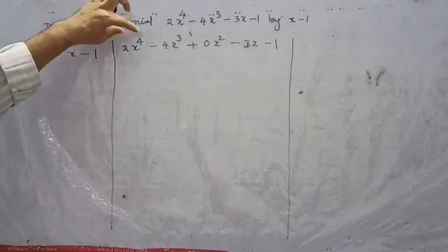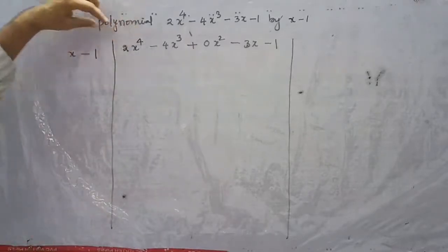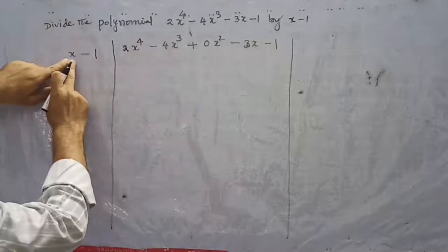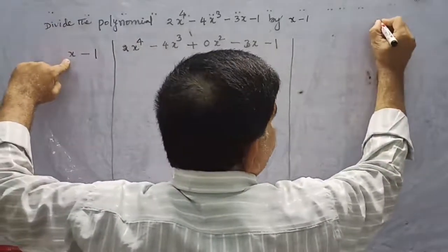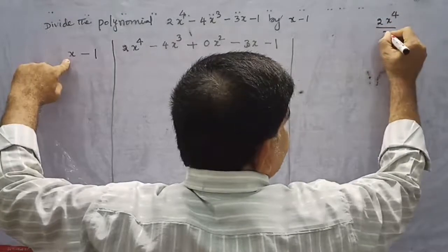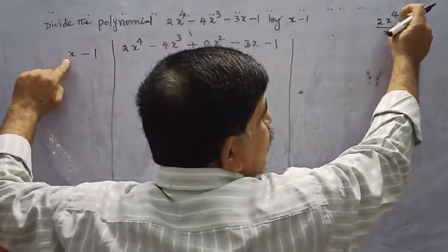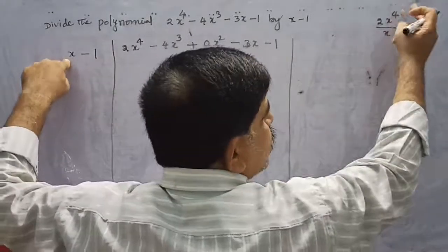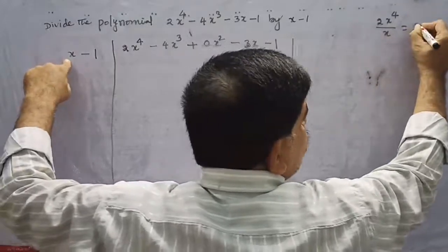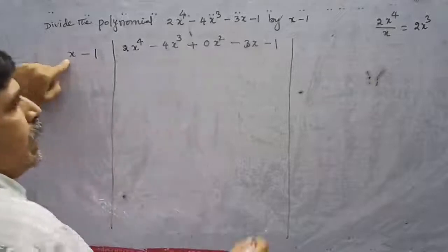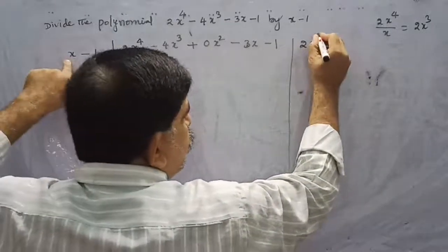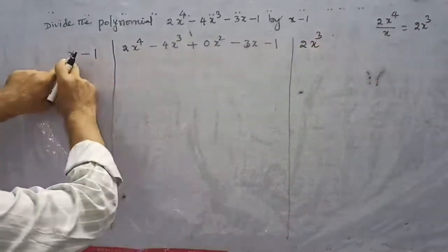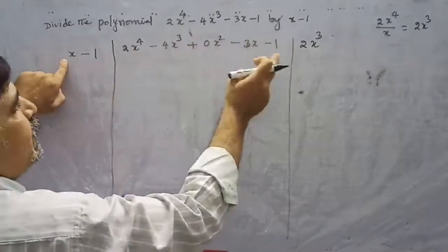Now you take the first term in the dividend and the first term in the divisor. You write here 2x to the power of 4 by x. How much do we get? How many x terms are there? In the numerator 4 terms are there. In the denominator only 1 term. So how many terms remain? 3 terms. So that can be written as 2x cube. Now you write the 2x cube here. Whatever quotient you get, you multiply this quotient with the divisor. Then you will get some value and you write that value here.